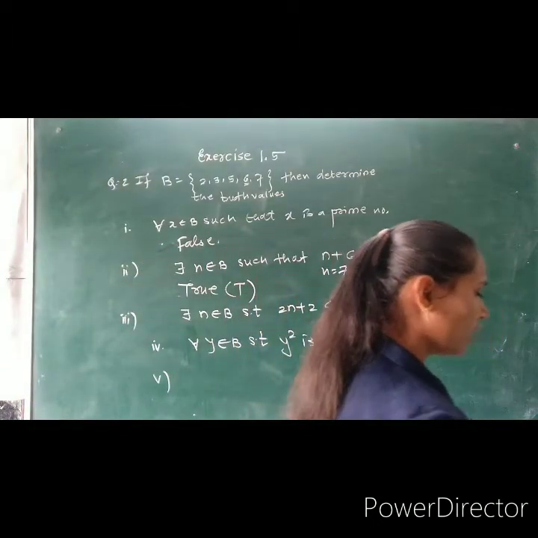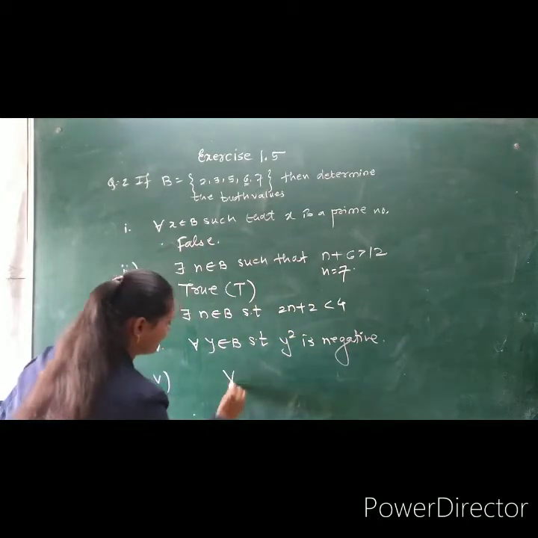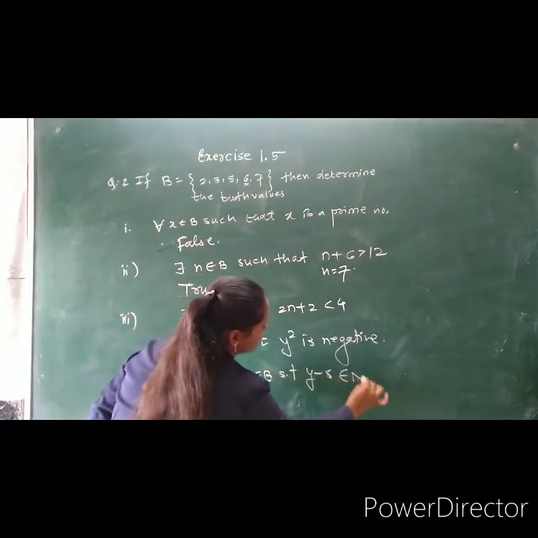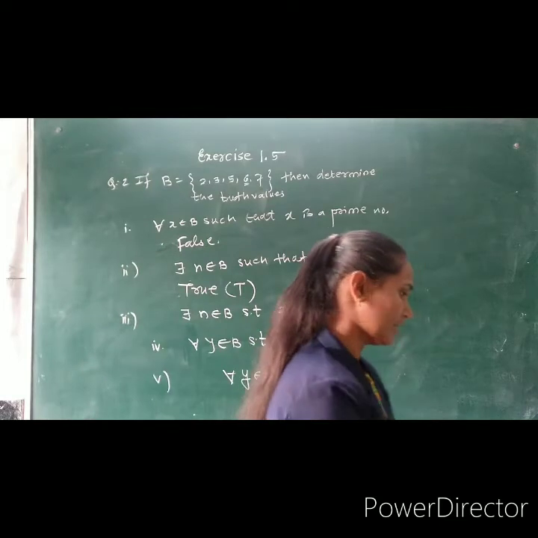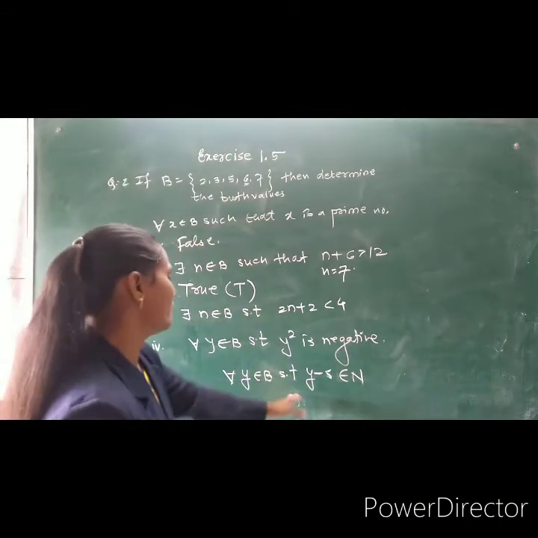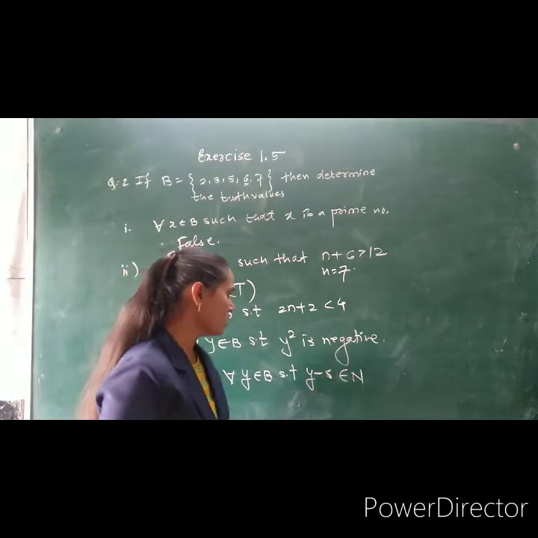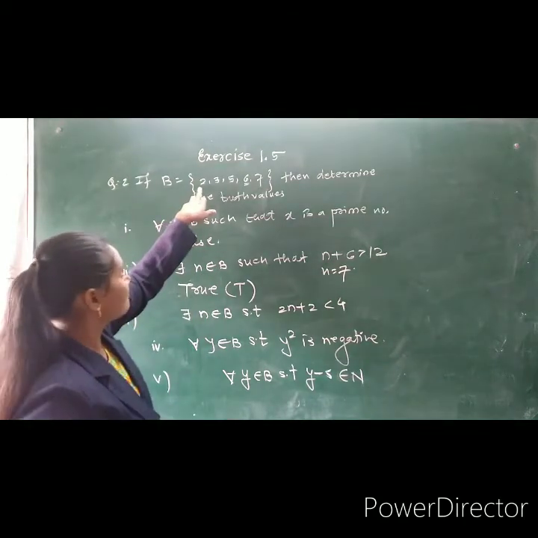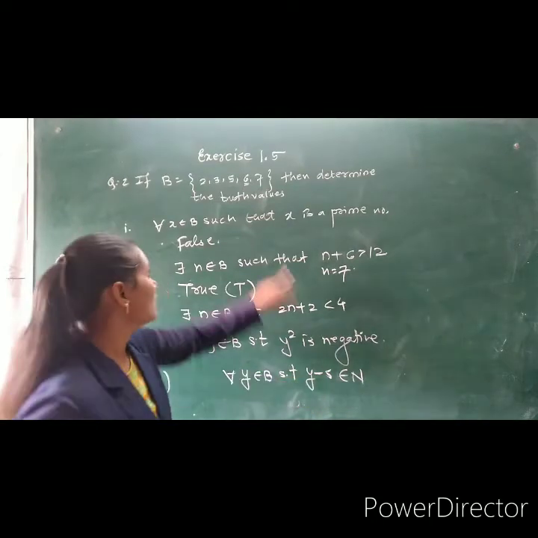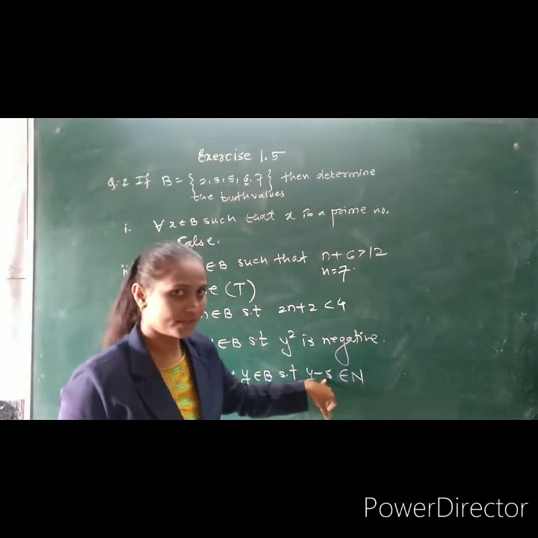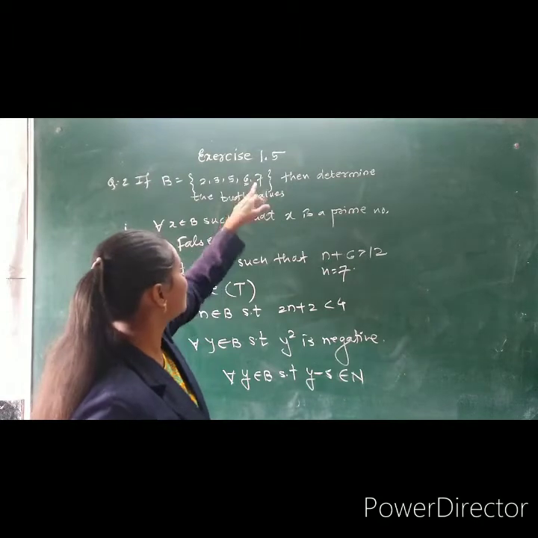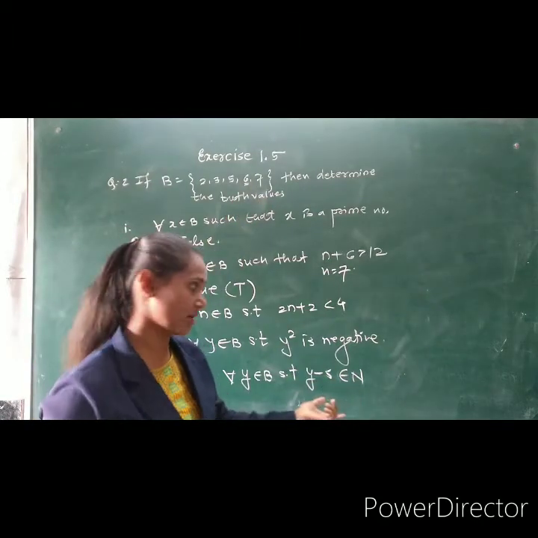Next, the last one is for all y in B such that y minus 5 belongs to the natural numbers. For all values in the set B, y minus 5 belongs to natural numbers. Check this. If we take y equals 2, then 2 minus 5 is minus 3, which does not belong to the natural numbers. Next, if we take 3, 3 minus 5 is minus 2, which does not belong to the natural numbers. Next, 5 minus 5 becomes 0. Again, we take 6, 6 minus 5 is 1, which belongs to the natural numbers.